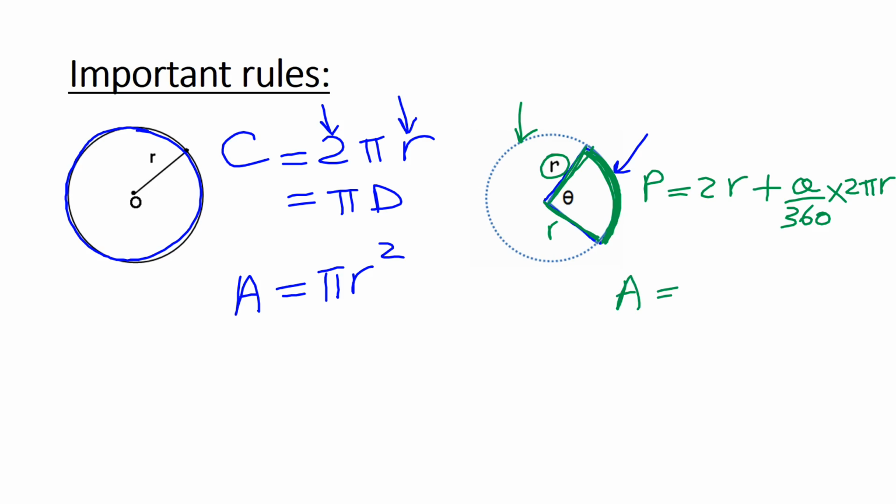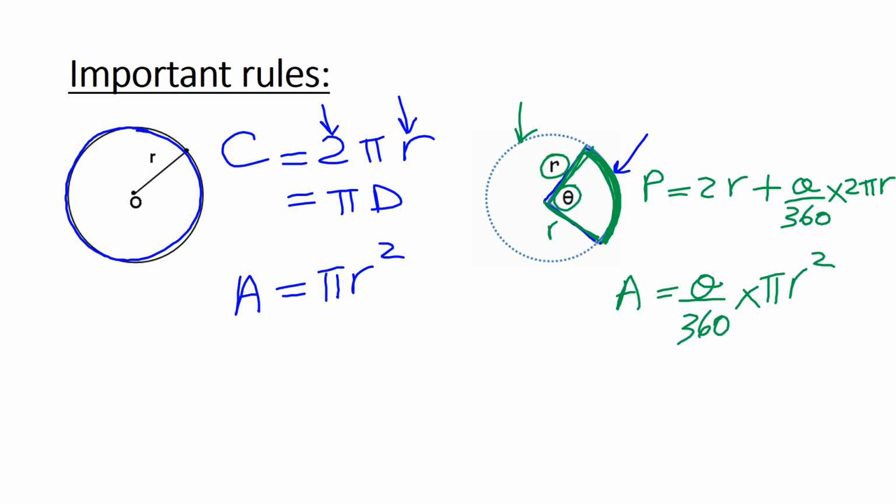To find the area of a sector, once again, we don't want pi r squared, we want a fraction of the area. So we're going to times by the fraction of the circle we have, which is theta on 360. So that theta, that angle inside the sector, is very important.